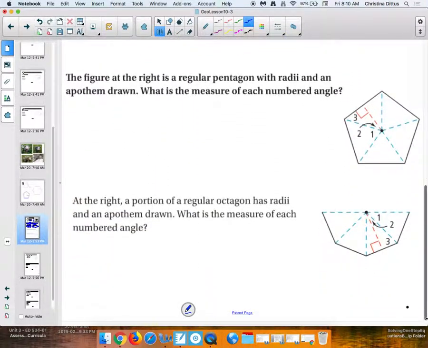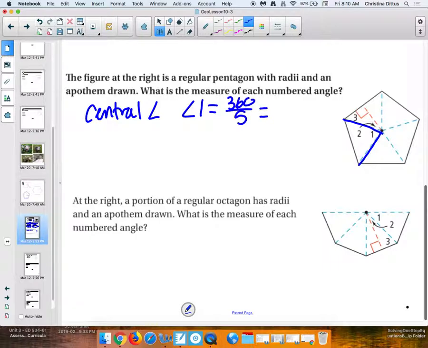Alright. We're going to start with our angle measures. So first off, number 1, this angle is talking about that central angle. Again, to find our central angle, for angle number 1, all we gotta do is take 360 divided by the number of sides we have. It's a pentagon, so how many sides? 5. So we take 360 divided by 5, which gives us 72. So this whole angle here is 72.